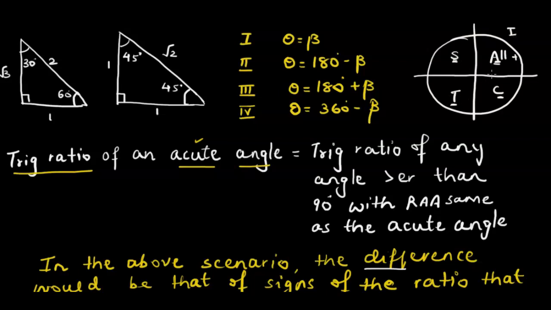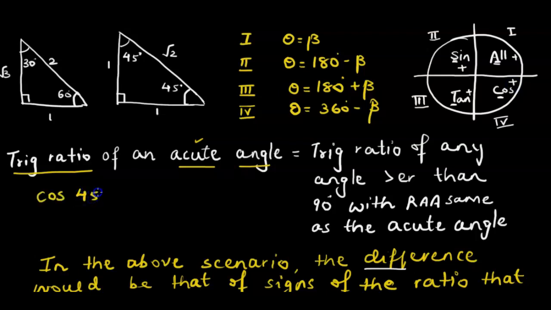If we're in the first quadrant, then all the trigonometric ratios are positive. If we're in the second quadrant, then the sine ratios are positive. When we say sine, even the reciprocal of sine, cosecant, is also positive. If the angle lies in the third quadrant, then the tan ratio and the reciprocal of tan, that is cot, are positive. And if the angle is in the fourth quadrant, then the cosine ratio and its reciprocal, the secant ratio, are positive. Now let's understand this with a simple example.